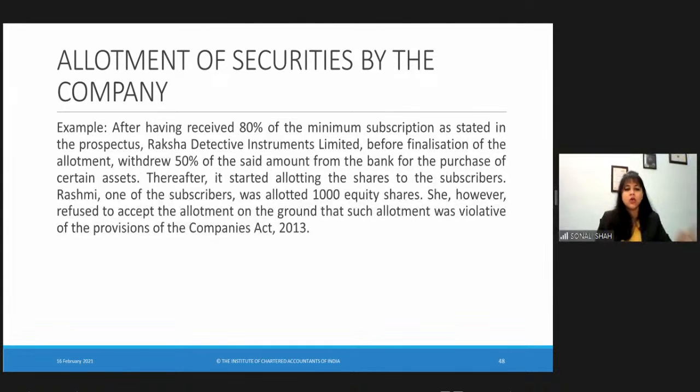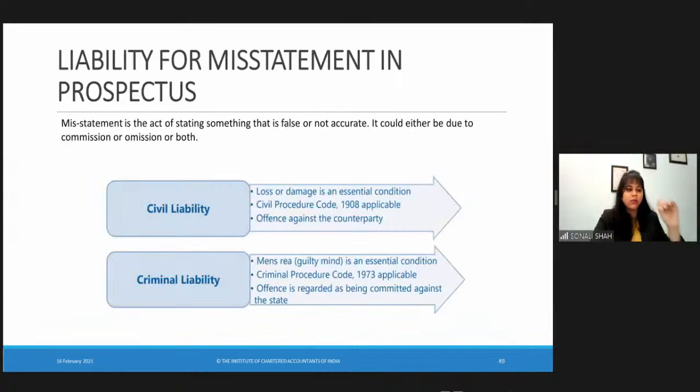Okay. So are we clear on this concept of allotment of securities, guys? Are we good here? Shall we proceed with the liability for misstatement? Please say a yes or no.